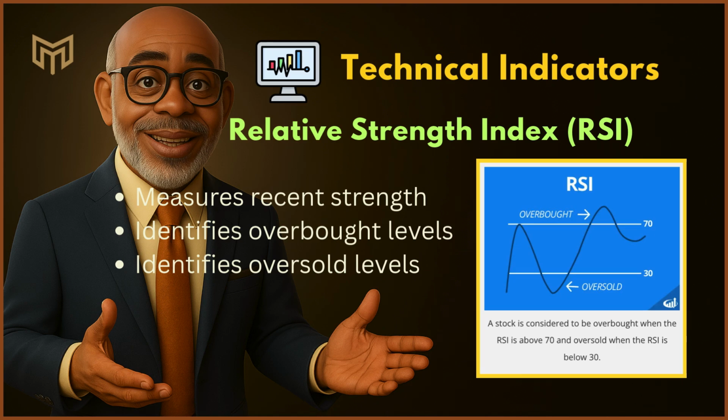The RSI gives you a number between 0 and 100. A stock is generally considered overbought when the RSI rises above 70. It is considered oversold when the RSI falls below 30.